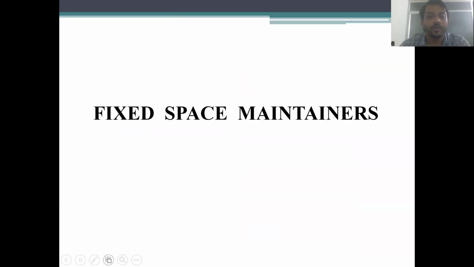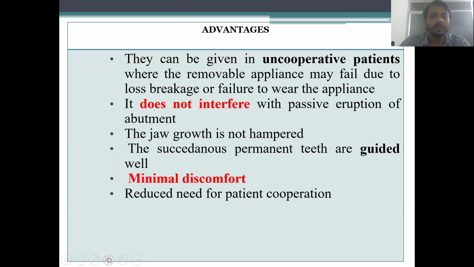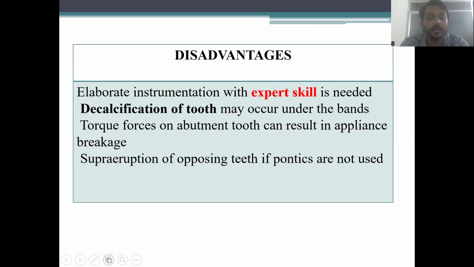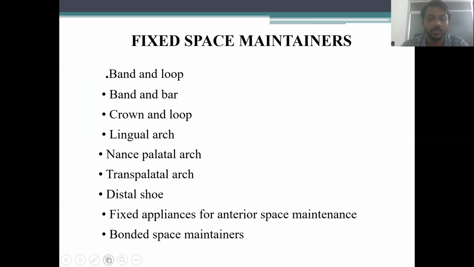So, moving on to fixed space maintainers. The advantages are they can be given in uncooperative patients where the removable appliance may fail due to loss, breakage, or failure to wear the appliance. It does not interfere with passive eruption of the abutment tooth. The jaw growth is not hampered. The succedaneous permanent teeth are guided well, with minimal discomfort and reduced need for patient cooperation. Disadvantages are that elaborate instrumentation with expert skill is needed. Decalcification of the tooth may occur under the bands. Torque forces on abutment teeth can result in appliance breakage, and supra-eruption of the opposing tooth can occur if bondings are not used.